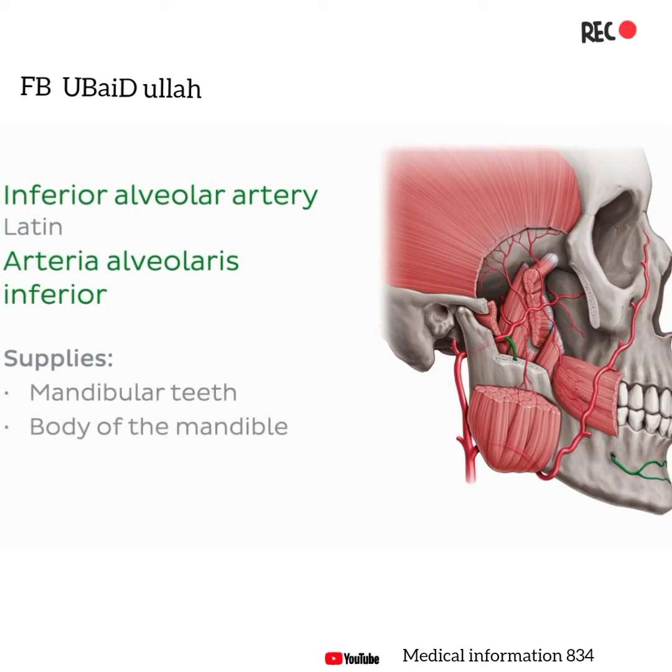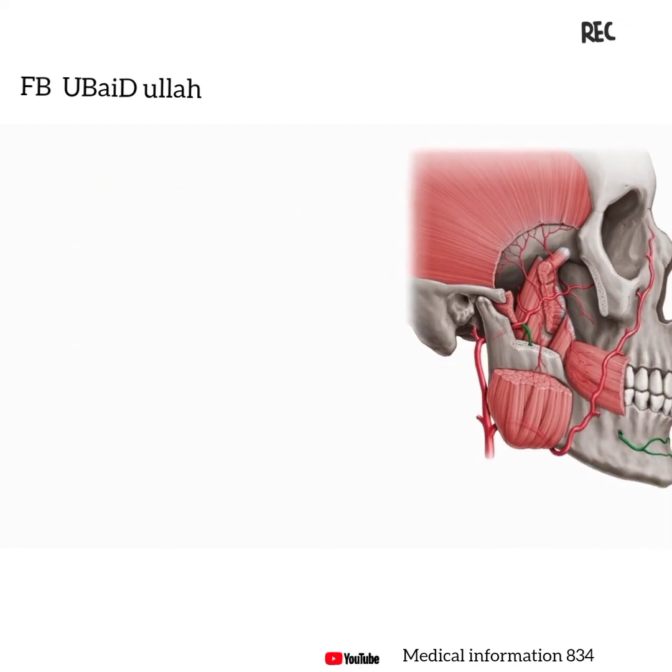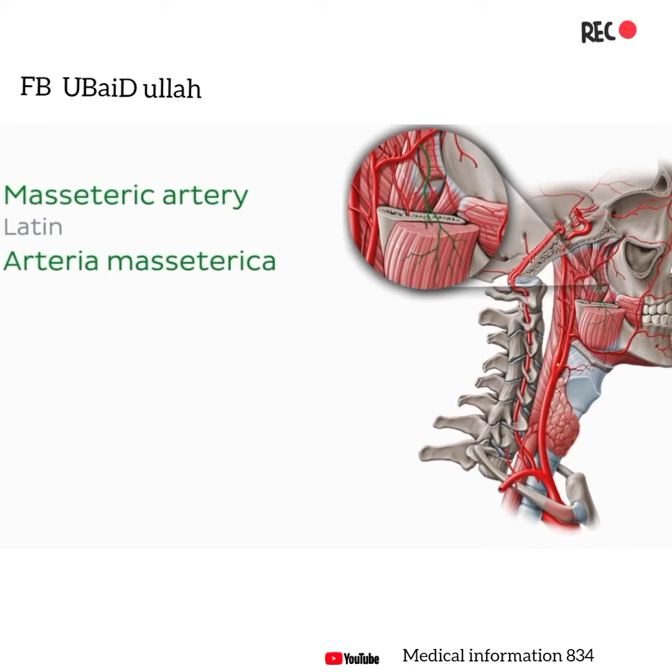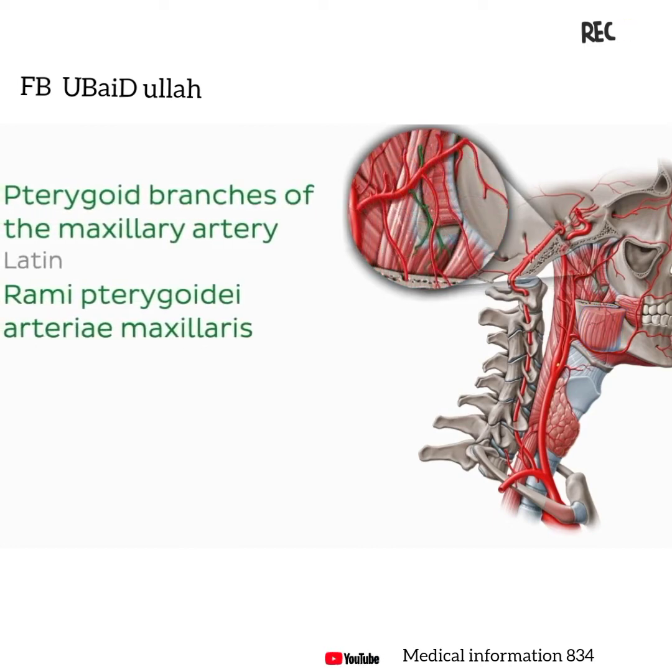The inferior alveolar artery bifurcates around the region of the first premolar into the incisive and mental branches, the latter of which you can see here highlighted in green. This next artery, the masseteric artery, also arises from the second or pterygoid part of the maxillary artery. This small artery accompanies the lingual nerve, passing laterally via the mandibular notch where it goes on to supply the masseter muscle.